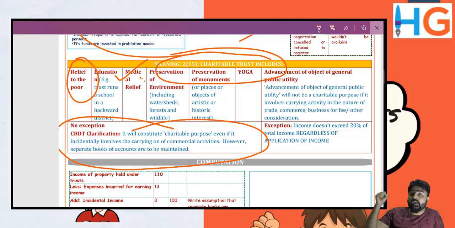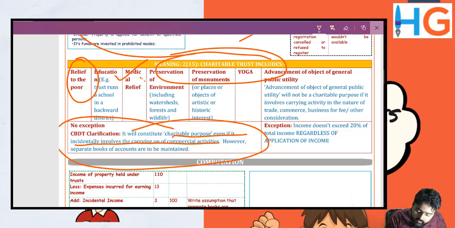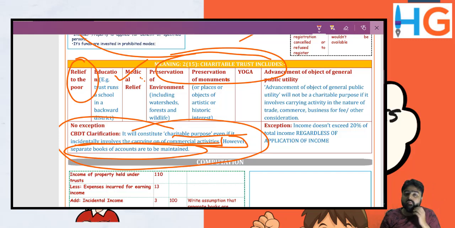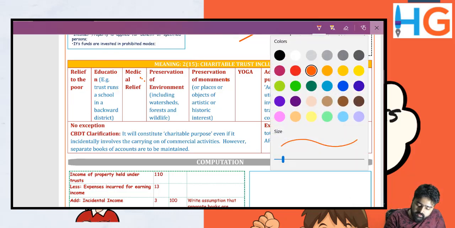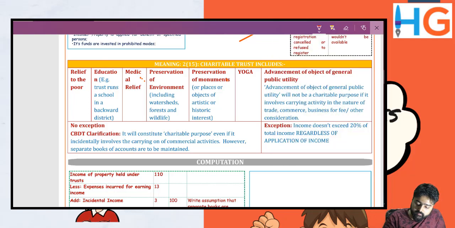So if a person is carrying on relief to the poor and some business activity on the side, it will still constitute charitable purpose even if it incidentally involves the carrying on of commercial activities. However, separate books of accounts are to be maintained. So this is the basic condition. In the exam, we have to write an assumption. If business income is mentioned along with these 6 activities, then we'll write that it is assumed that the assessee has maintained separate books of accounts.